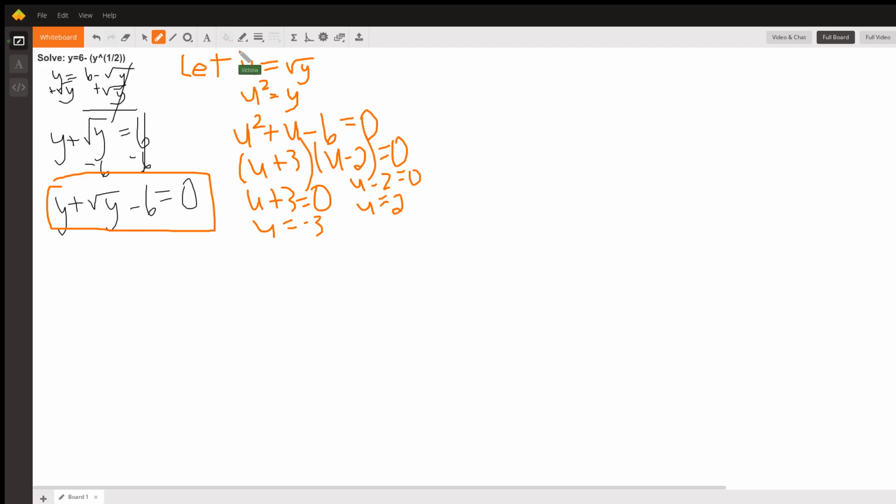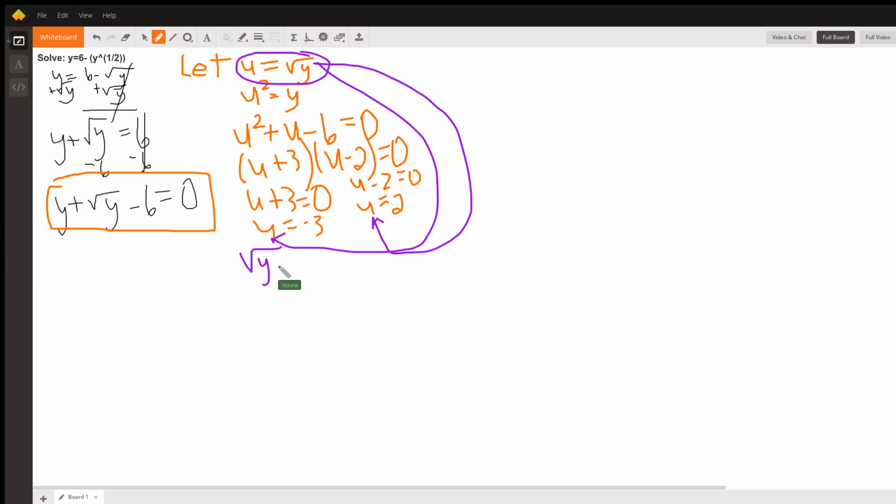Now we come back up to here and we replace u with the square root of y again in both of these places. So we get the square root of y equals negative 3. Now, when does a positive square root equal a negative number? Well, it doesn't. But if you didn't notice that, if you square both sides, you get that y equals 9. And then we're going to put the square root of y here. And then we square both sides and get y equals 4.